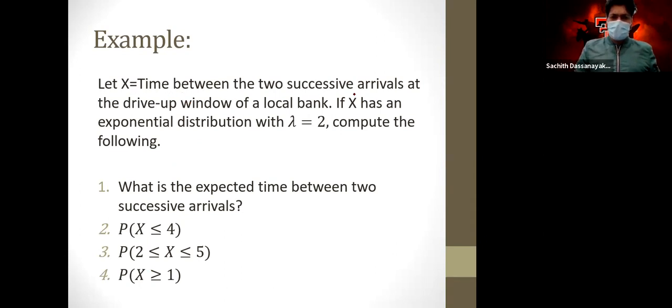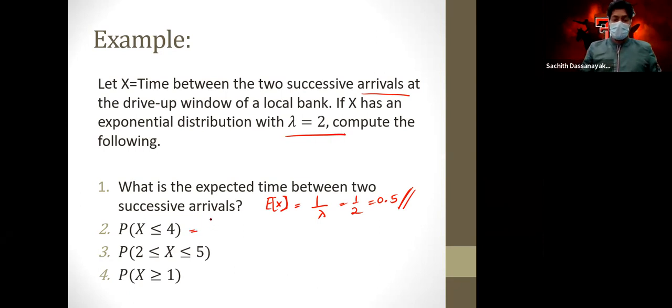Okay, check this example. X is the time between two successive arrivals. Okay, lambda is given, which is lambda equal 2. So what is the expected time between two arrivals? What is the expected value of x? The expected value of x is 1 over lambda. So 1 over 2, which means 0.5. Okay, clear.